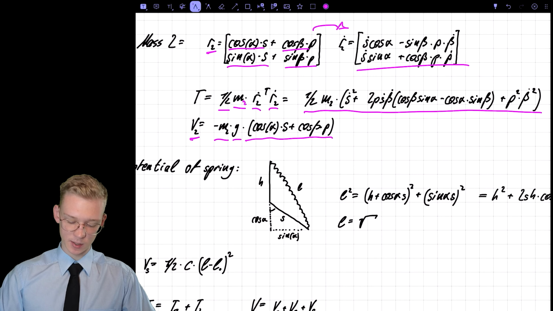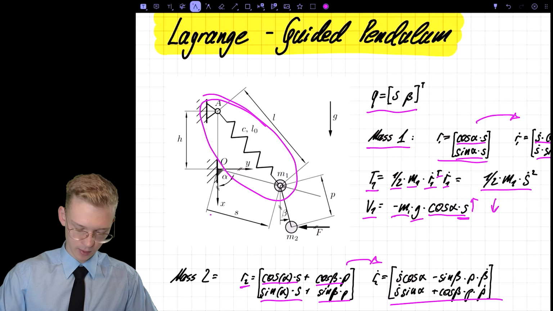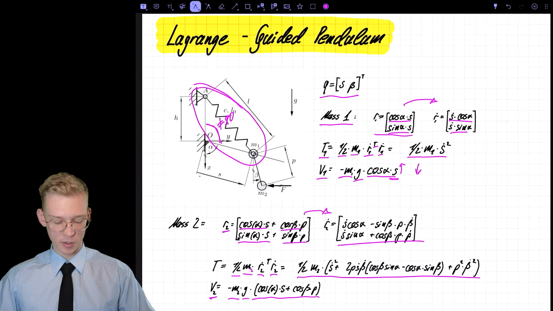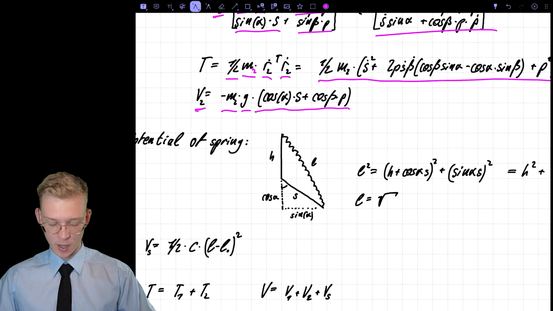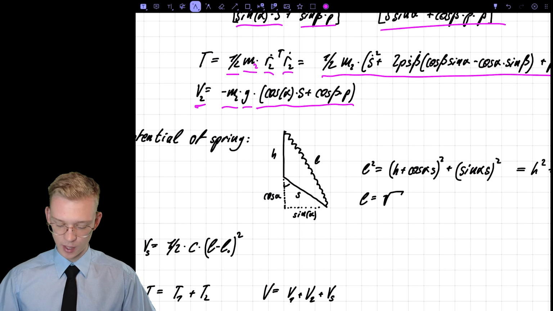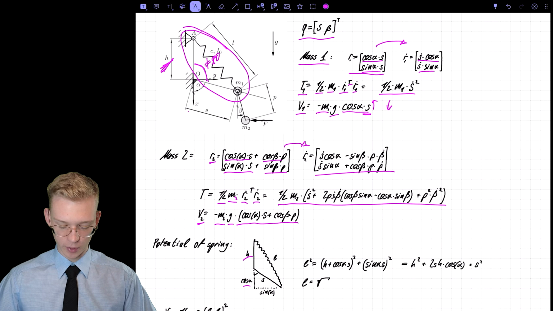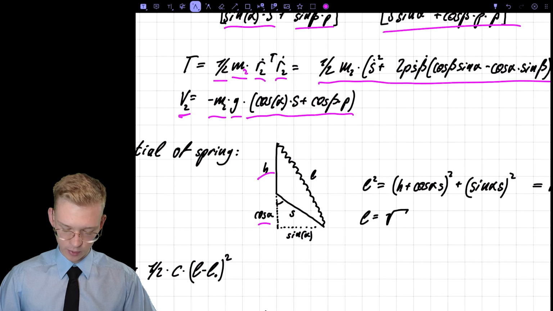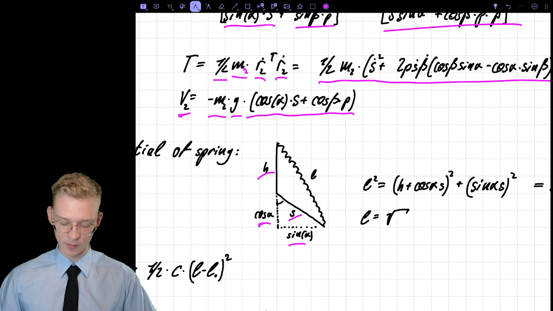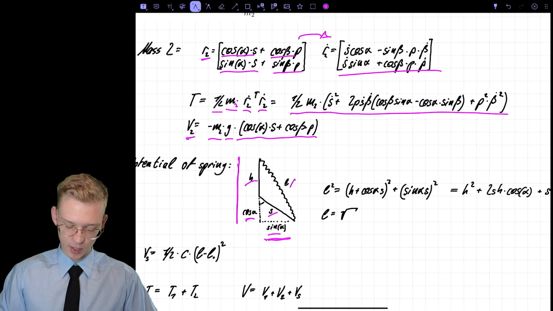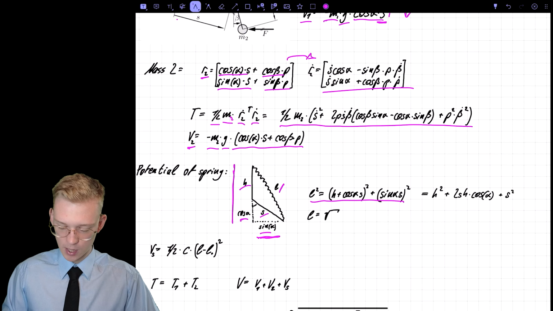Because the rod is not at a 90-degree angle, so this is not 90, we can't apply the Pythagorean theorem right away. We have to do a little bit of extra work to get it to that point. So we have h, that is the distance from the origin to point A, and we have to project our distance s into cosine and sine. And now we have this length, and we can square it to get L squared. So this is what's happening right here.